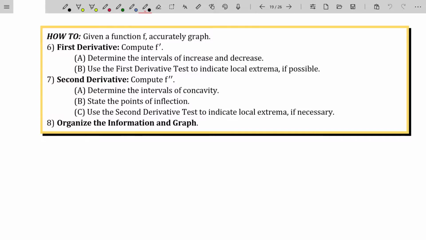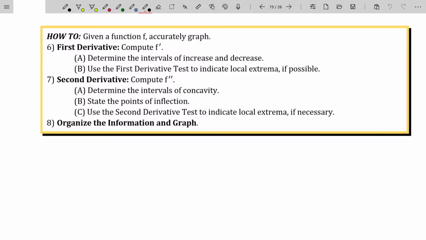So let's amend our list here. Given a function f, you're asked to accurately graph it. You'll compute the first derivative. You'll find the critical numbers and determine the intervals of increase and decrease, and then use the first derivative test to indicate local extrema if you can do that.